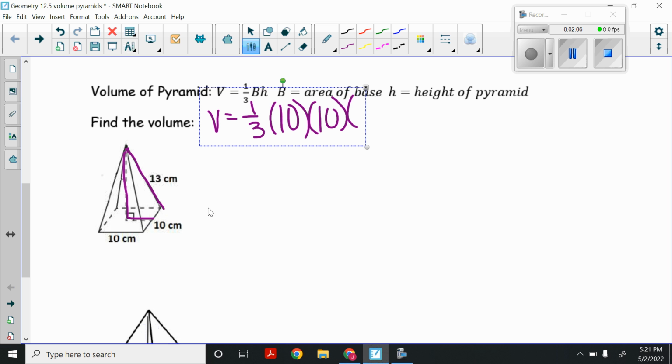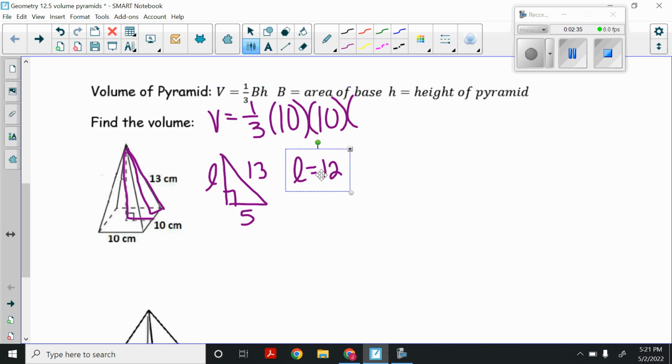So if I looked at this triangle right here, we have to do two different triangles here. So if I look at this one, there is 13, my hypotenuse. My base is 5. This would be the slant height. So this is a triple, 5, 12, 13. So now I know my slant height is 12. So now I can use that to make this triangle.